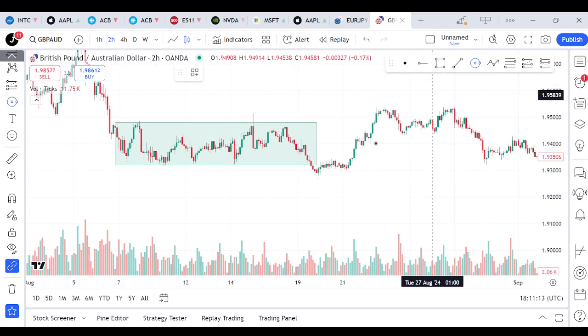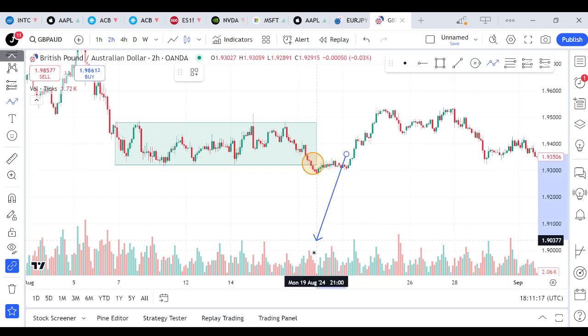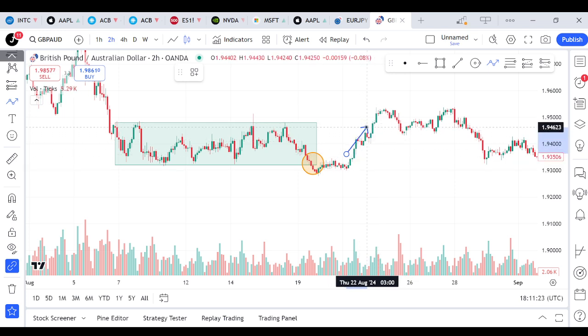You can see we had the fake breakout here, and we have accompanying low trading volume around the time we had this fake breakout. But when we had the actual breakout here, you can see increasing buying volume right here. So this is exactly how I spot them.